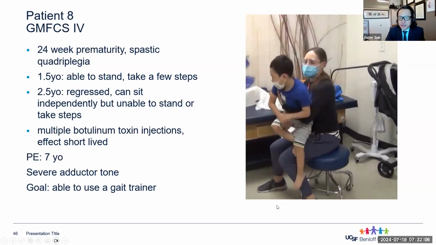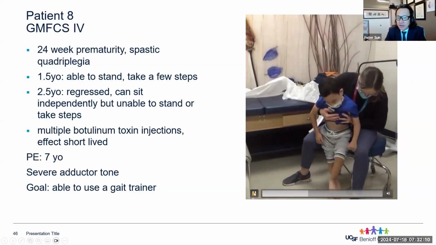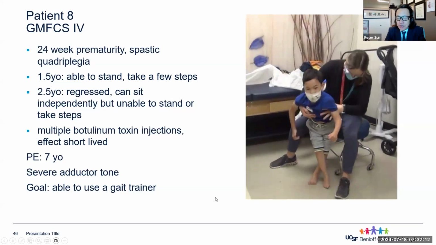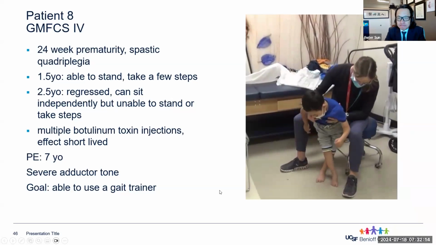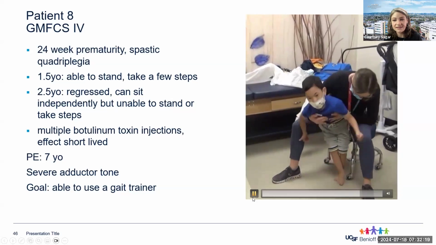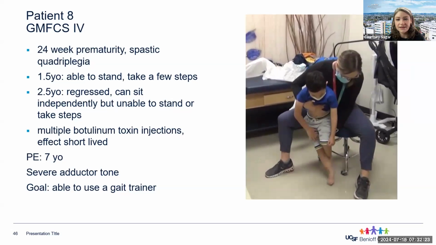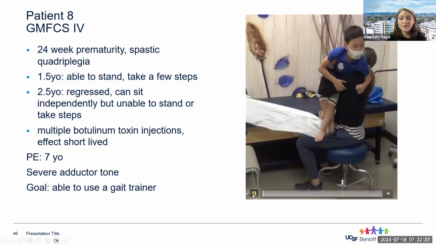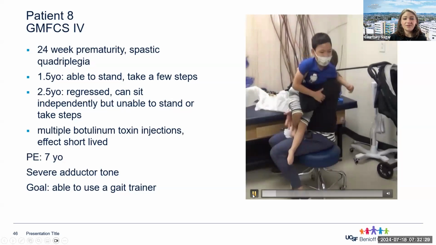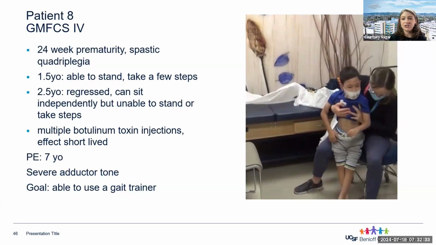All right. Our next patient is a different sort of category. We're moving on to our therapeutic patients. He is 7 years old at the time of his SDR. He was a very premature kid at 24 weeks, a spastic quadriplegic CP, GMFCS 4. He was able to stand and take a few steps around age 1.5, but then had some regression, and was no longer able to walk after age 2.5.